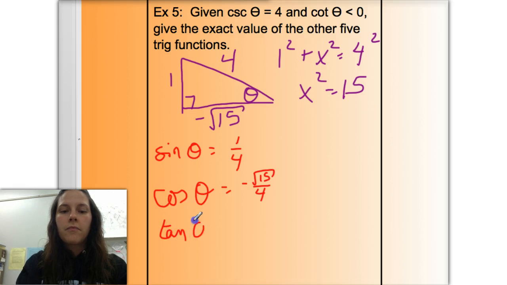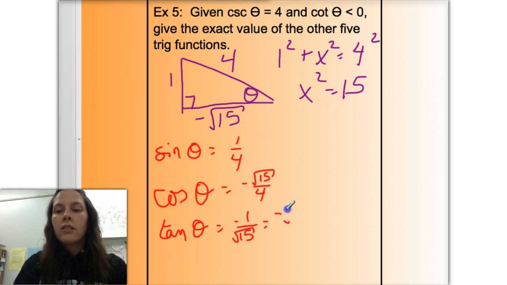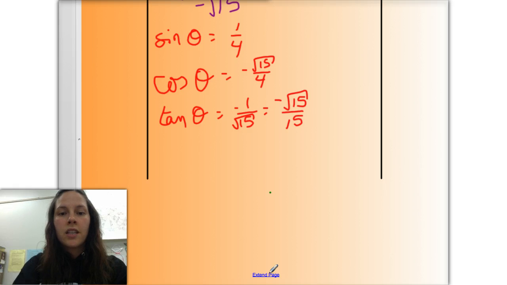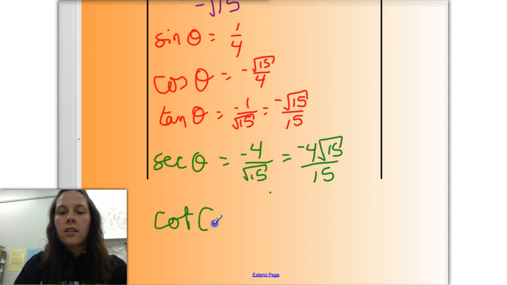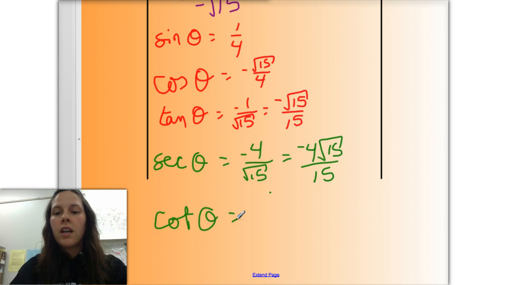Tangent is opposite over adjacent. This one is not rationalized, so if you remember that shortcut, bring the radical to the numerator and just drop it in the denominator. We already have cosecant set up, so we're going to jump to secant, which is the reciprocal of cosine. Using our shortcut to rationalize again, we move that square root of 15 to the numerator, and we drop the radical in the denominator. And for cotangent, instead of taking the reciprocal of the rationalized one, I'm going to take the reciprocal of the unrationalized one, and then I don't have to rationalize again.